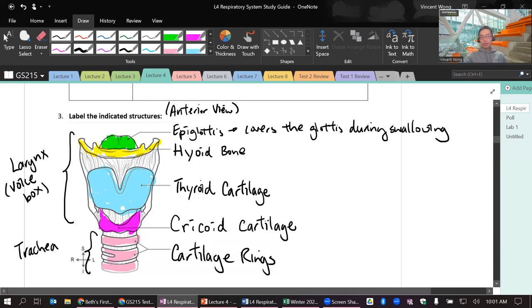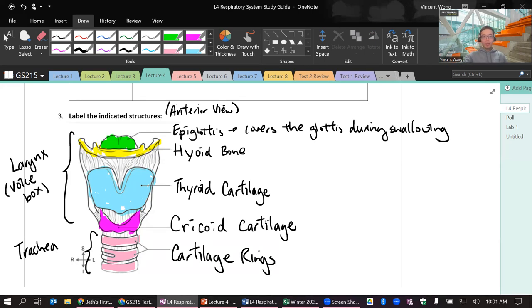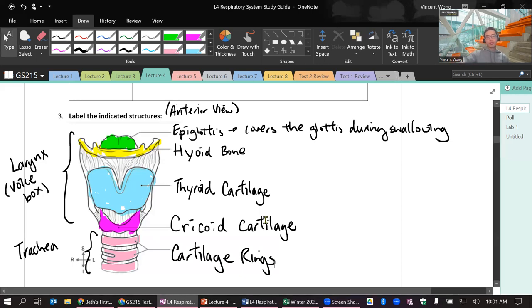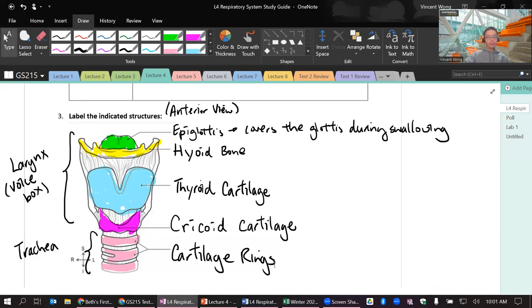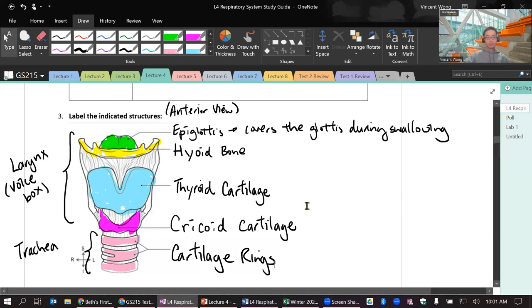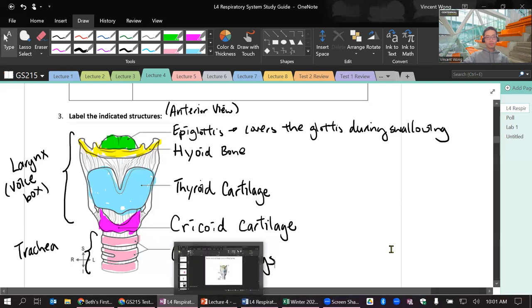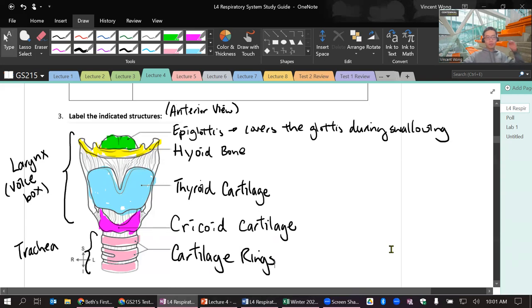Okay, so there you go. Those are the main structures that is in the throat area. Okay. Just gonna wait a little bit for people to catch up and then we'll go back.